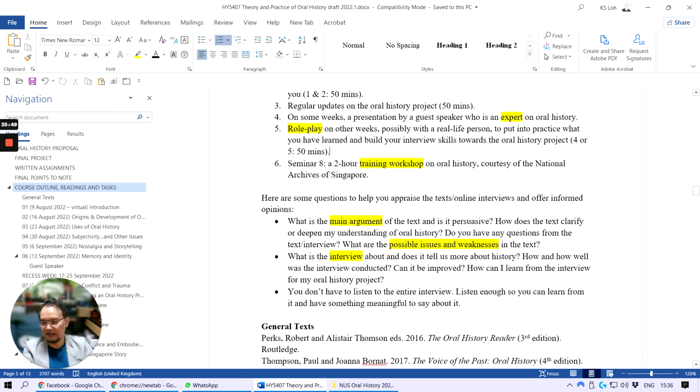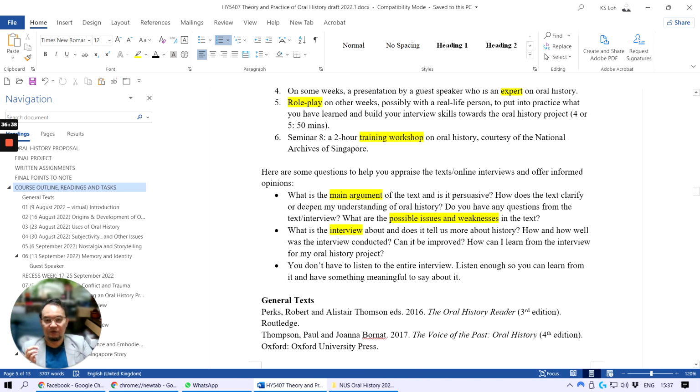On some weeks it will be the presentation by the expert. On other weeks it will be a role play. Sometimes, unfortunately, you have to role play with me, or with each other, with one interviewer and one interviewee, and we'll try to find out how to put the concepts and skills into practice, and also use the role play as a way to discuss some of the issues in oral history. Then you can see it come alive. It's not just something you read about in the book, but something that is really part of our practice.